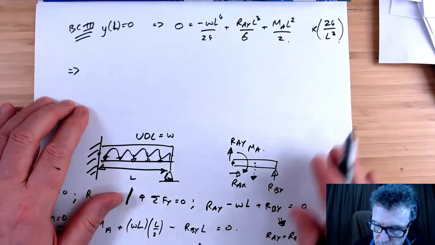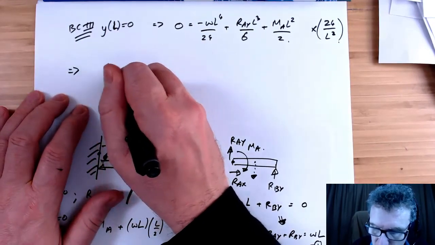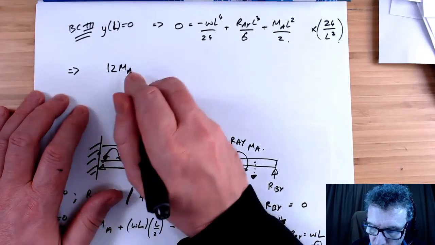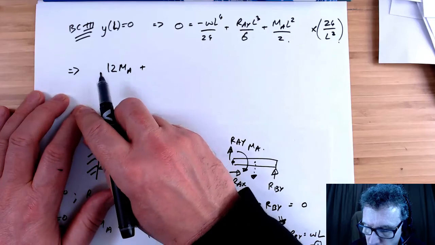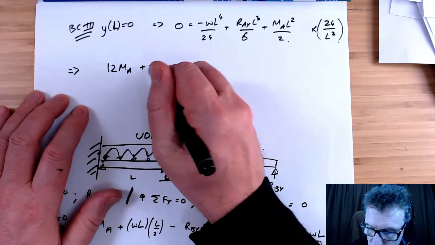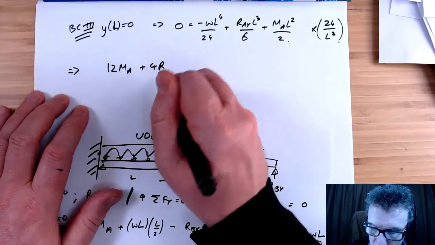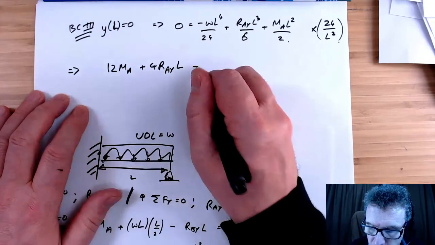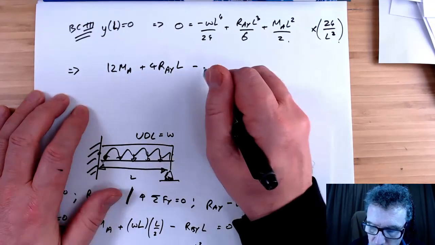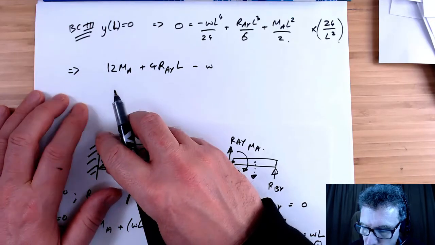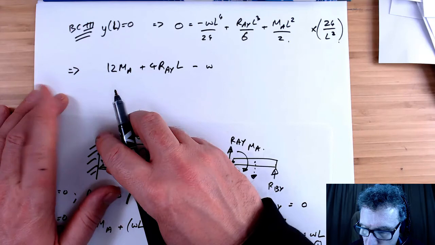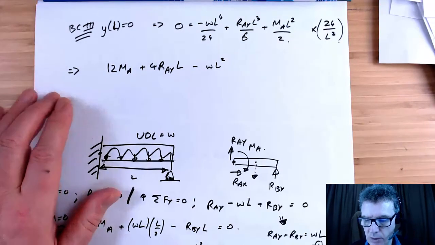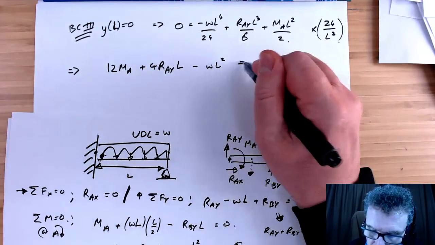So that gives me 12 MA plus 4 RAY times L, take away little w L squared. Okay, I think I've got that right. Equals 0.